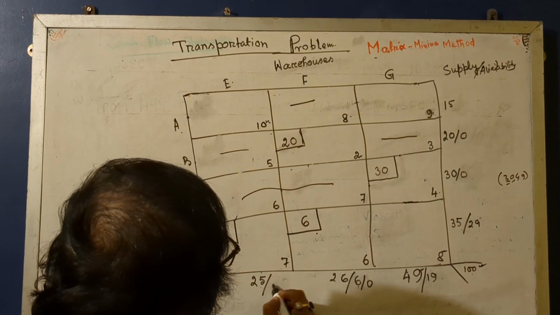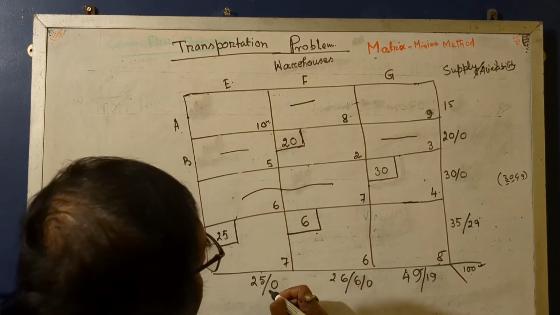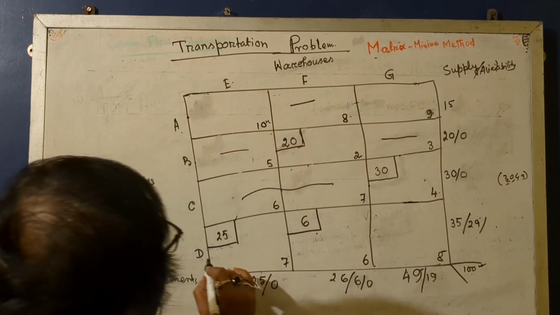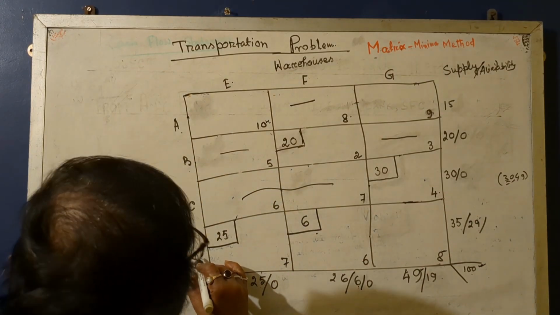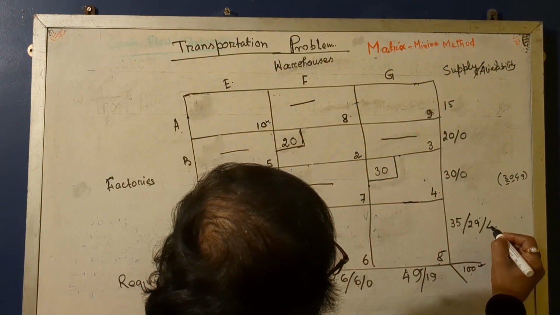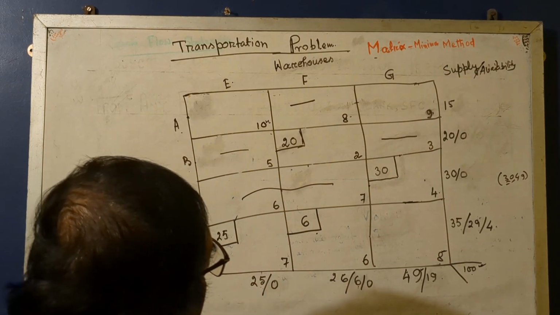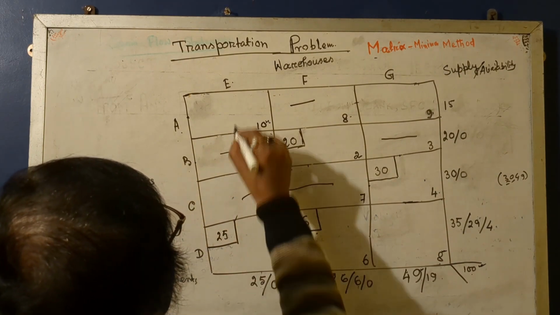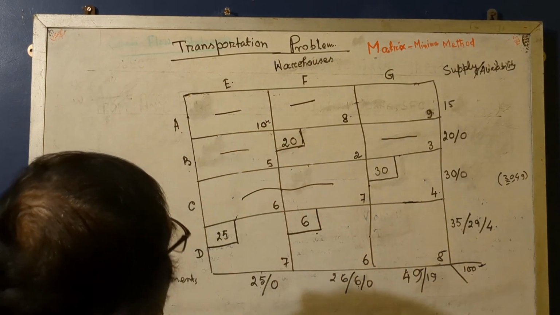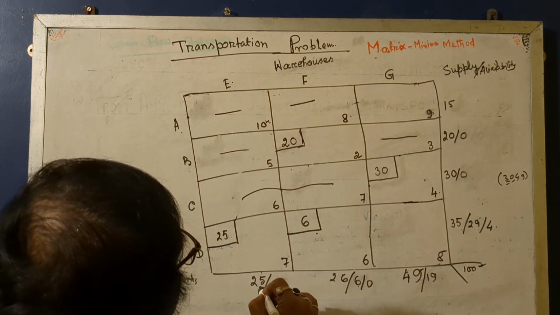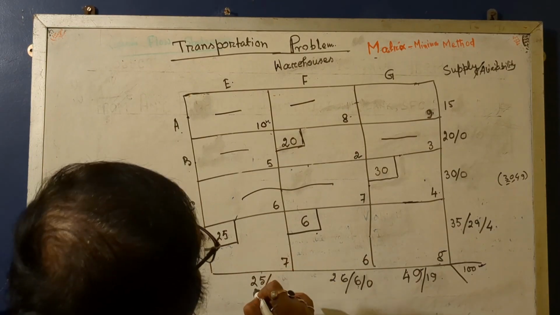That means the requirement left is 0, and the units still available for factory D is 4, because out of 29 units, 25 you have shifted here. That means 0 means you cannot put any amount in these cells because the requirement has already been fulfilled.